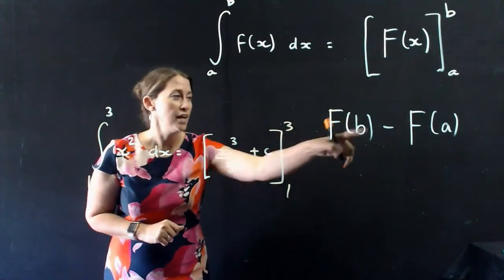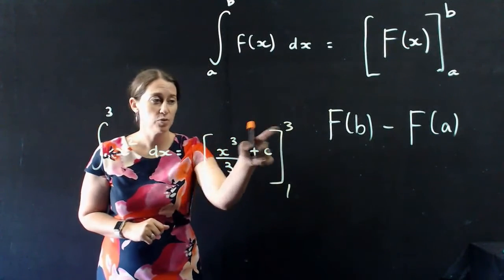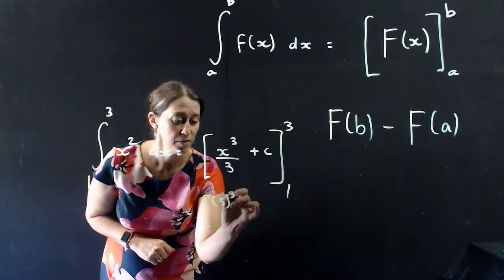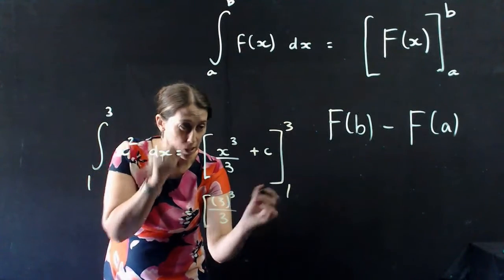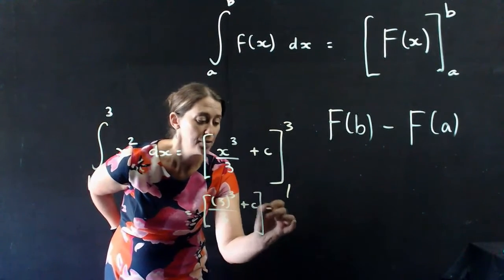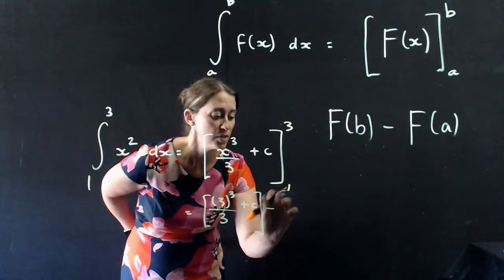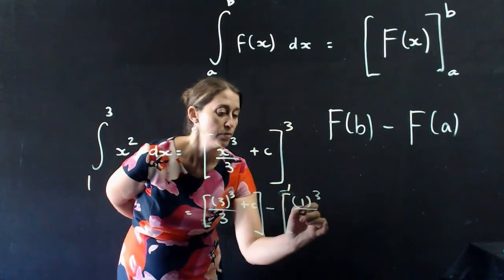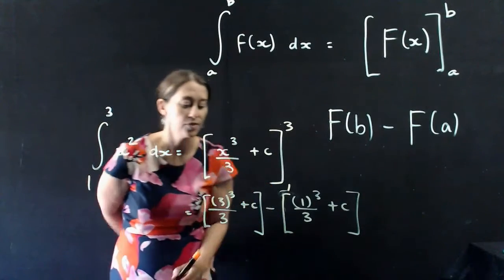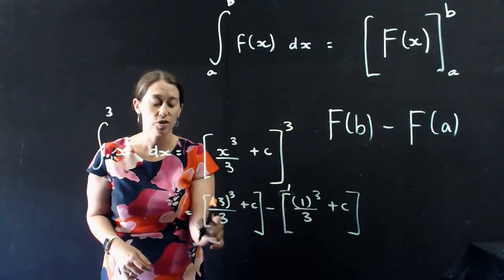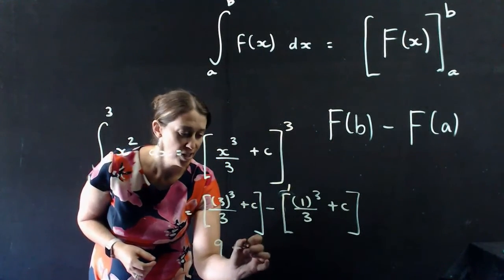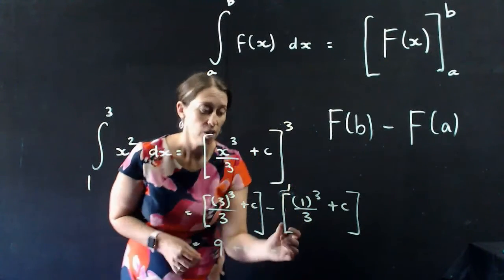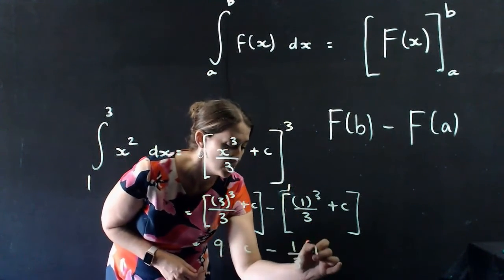So let's sub in, as we say, we've got to sub in terminal b first, which is 3. So we go 3 cubed over 3, 27 over 3. We'll work that out in a minute. And then we've got this plus c. And then we subtract. I'm now going to sub 1 in, which gives us a little bit more room. 1 cubed over 3 plus c. Okay, so what we get there is 27 over 3, which is 9, plus c, minus 1 cubed over 3, which is 1/3, plus the c.